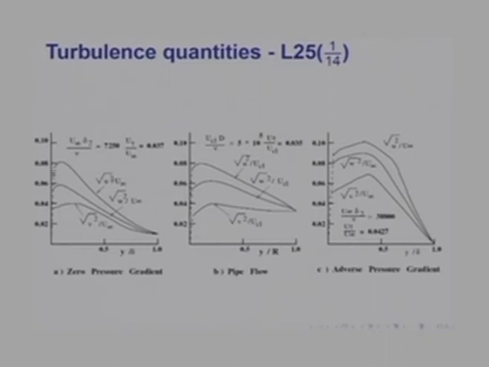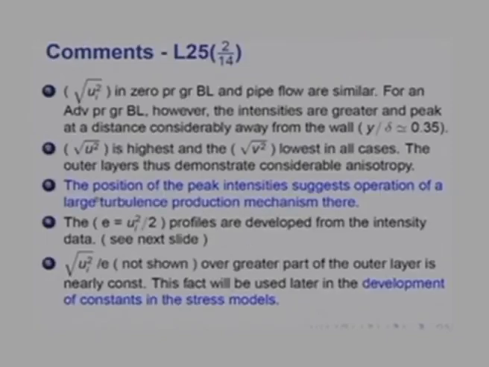But when you come close to the wall, the anisotropy goes on reducing. The position of the peak intensity suggests operation of a large turbulence production mechanism there, close to the wall apparently. At the edge of the inner layer, there seems to be a large turbulence energy production mechanism.